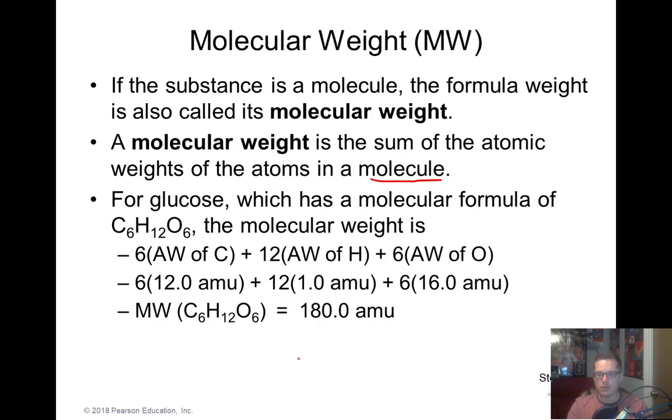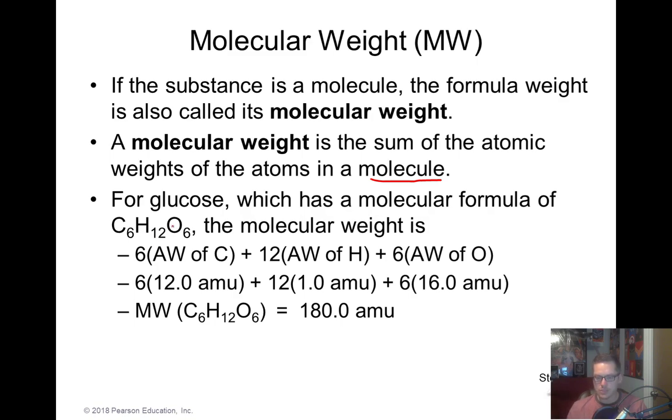Molecular weight is essentially the same idea, but we do it for a molecule. Before, it was just the formula, so it's kind of like how all squares are rectangles, but not all rectangles are squares. All molecular weights are formula weights, but not all formula weights are molecular weights, because molecular weights only apply for molecules. Formula weights can be for any chemical compound.